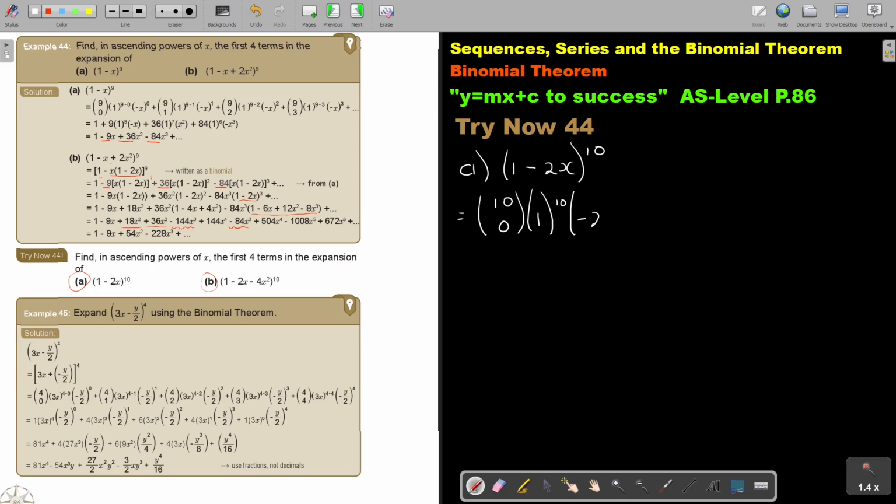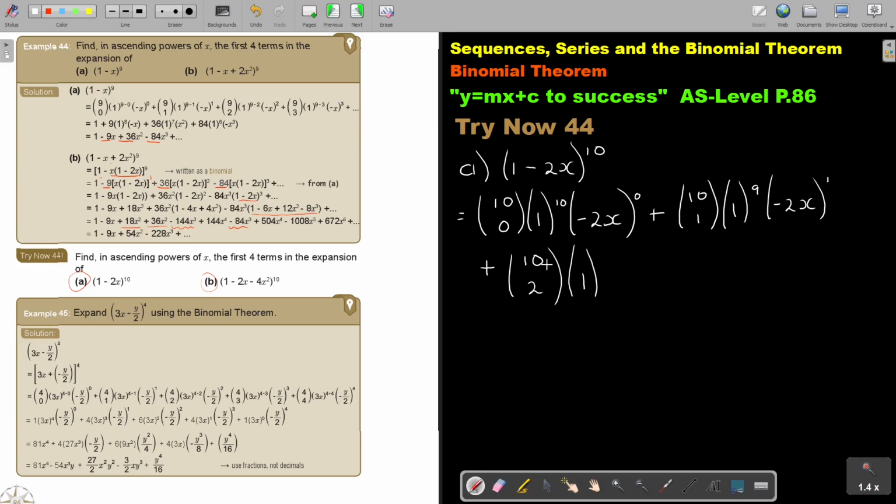Then the second term, grab that sign, and then it's to the 0, plus. Then it's 10C1. The first term, 10 minus 1, it's 9. The second term, it's to the power of 1, plus. Then it's 10C2. Then the first term, it's to the power 10 minus 2, which is 8. And then the second term, it's going to be to the power 2.